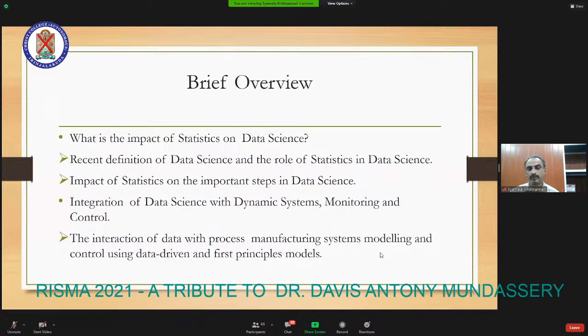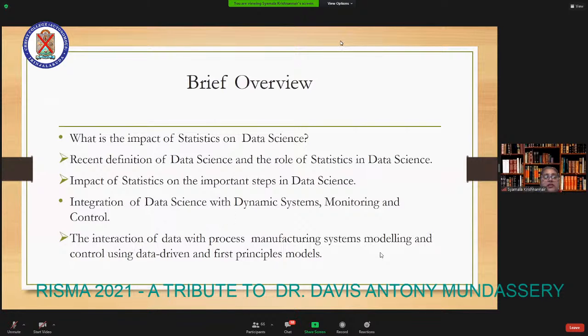Then the second part will be integration of data. That's my area of specialization, where the interaction of data with process manufacturing system modeling and control, using data-driven and first principles models, will be highlighted. I'm not going to go deeper into all those different models, but I'll give you an overview of the models that are currently used. There are also a lot of developments happening in that area.